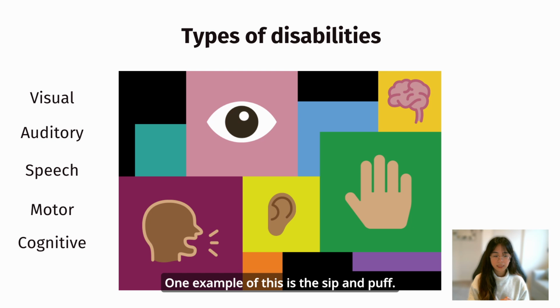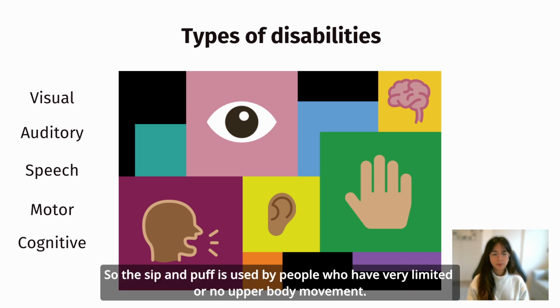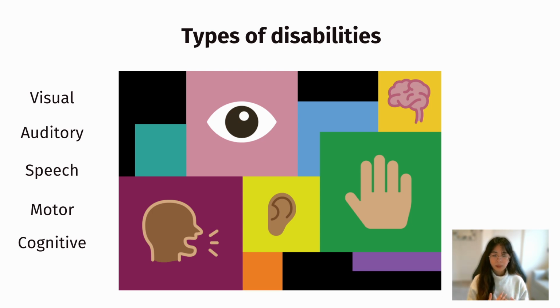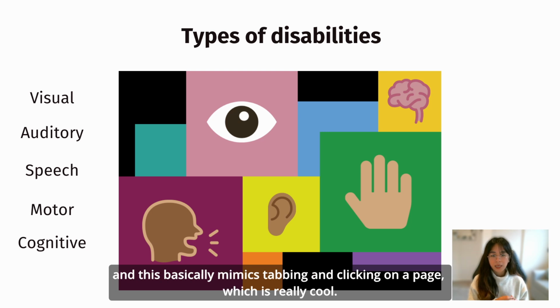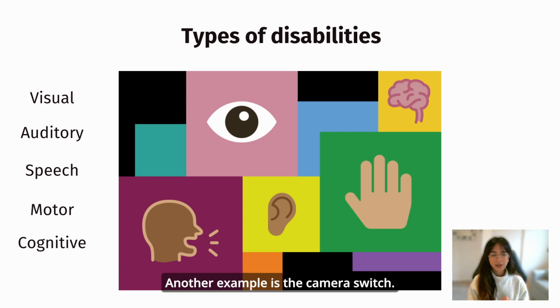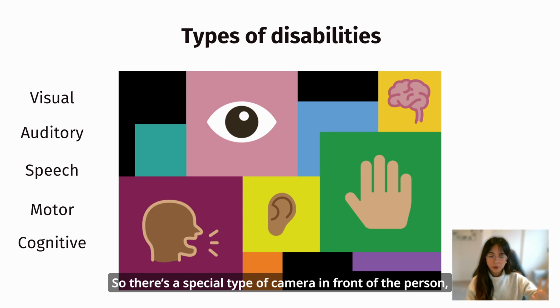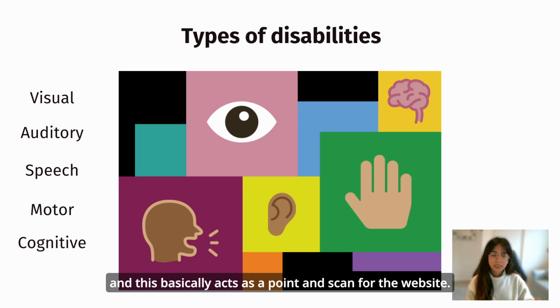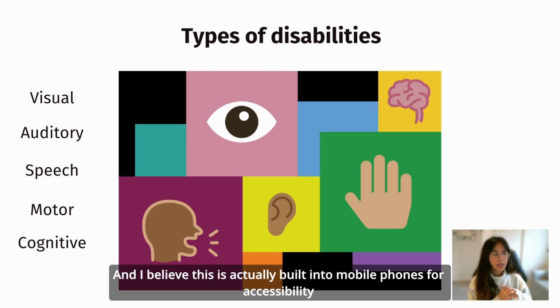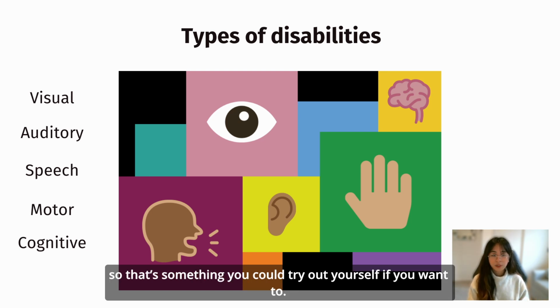One example of this is the sip and puff. So the sip and puff is used by people who have very limited or no upper body movement. And it's basically a straw that the user can sip and puff into. And this basically mimics tabbing and clicking on a page, which is really cool. And another example is the camera switch. So there's a special type of camera in front of the person, and they tilt their head left and right. And this basically acts as a point and scan for the website. And I believe this is actually built into mobile phones for accessibility. So that's something you could try out yourself if you want to.